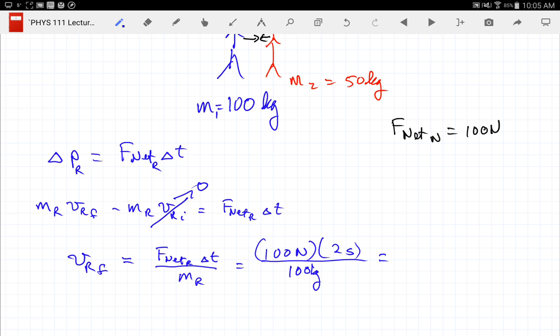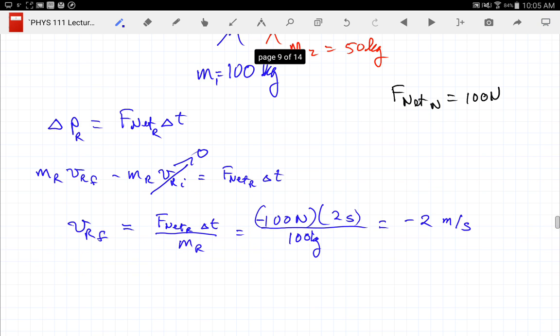How fast would Richard be traveling? Not only did I choose these numbers to be accurate, but they're also easy. Should be minus 2 meters per second. Now, what about the average acceleration for Richard?